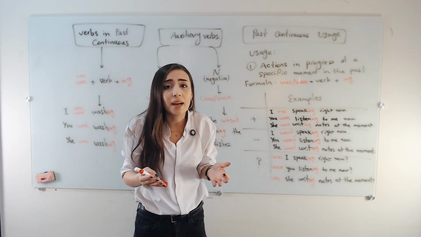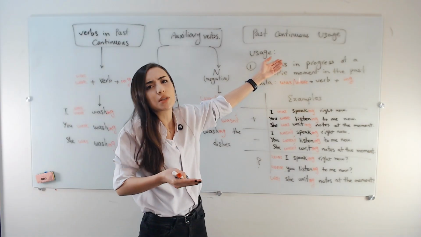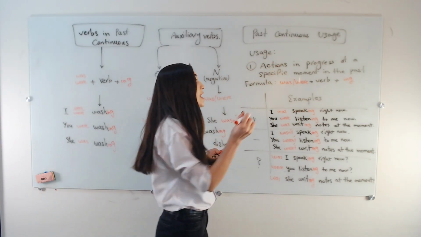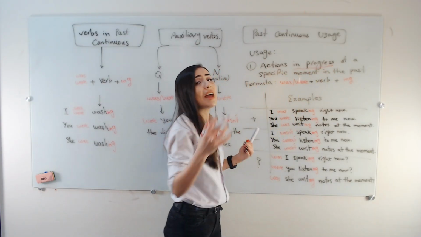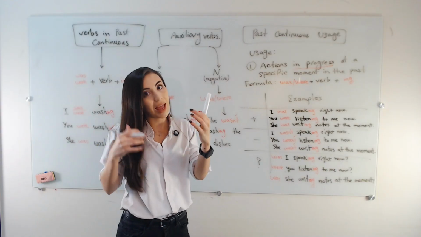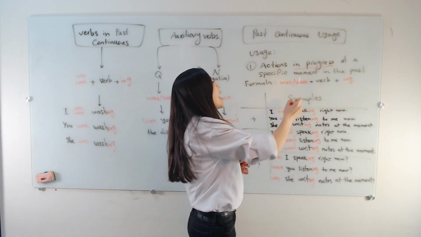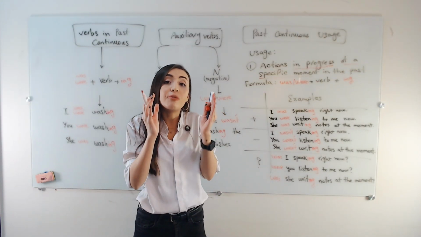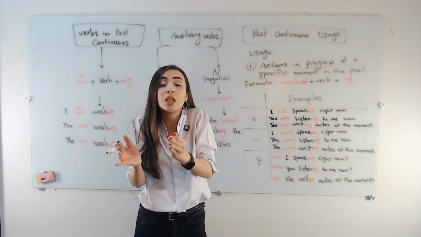It can have subcategories, but the main category would always remain this one. Action in progress. The in-progress part is very important because it means that I'm doing something, but in the past. I was doing something at a specific moment, which means that I'm referring to a specific period of time.